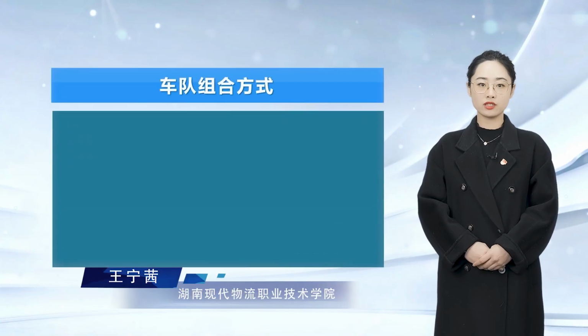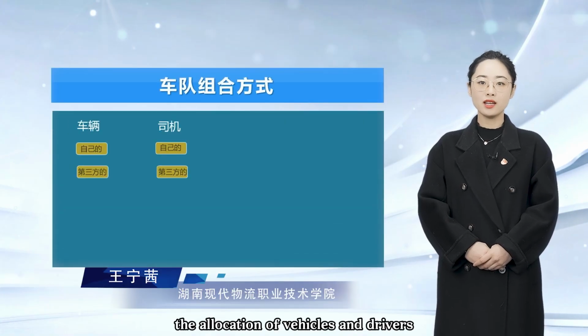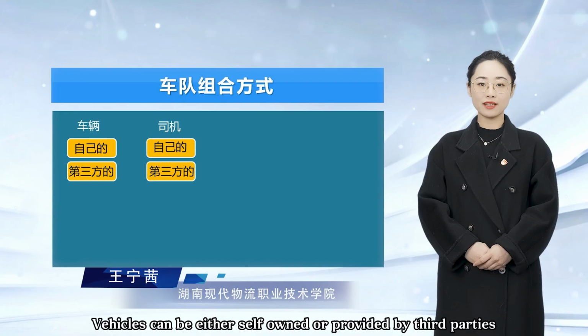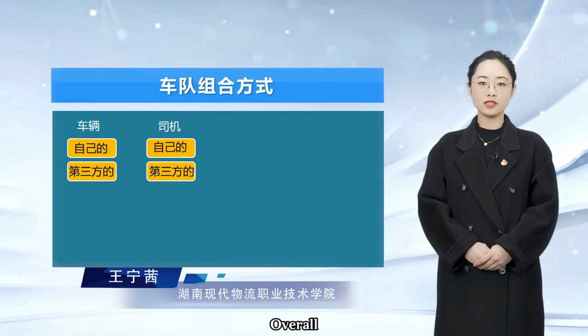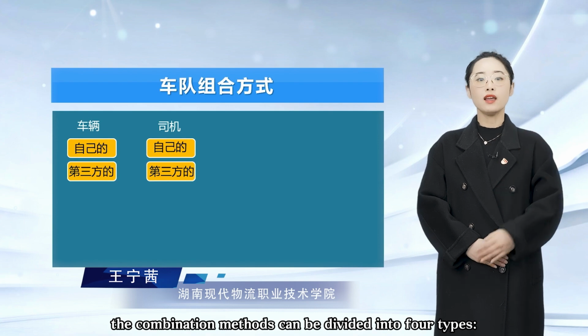Generally speaking, fleet management mainly involves the allocation of vehicles and drivers. Vehicles can be either self-owned or provided by third parties, and drivers can also be either in-house or outsourced. Overall, the combination methods can be divided into 4 types.